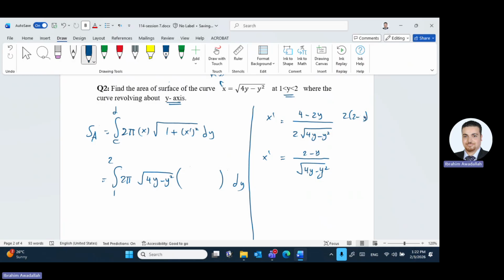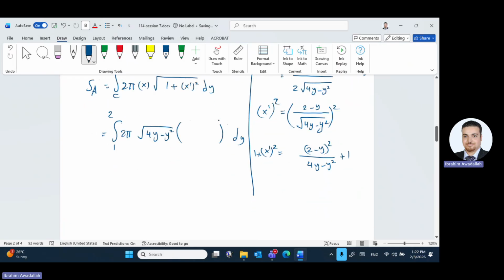2 minus y. Okay, we square both sides. X prime squared equals 2 minus y squared divided by 4y minus y squared. The root will vanish. Plus 1 here, plus 1 here. So under the root, here we have 2 minus y squared divided by 4y minus y squared, then plus 1.